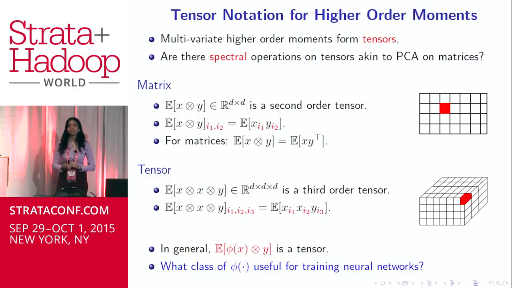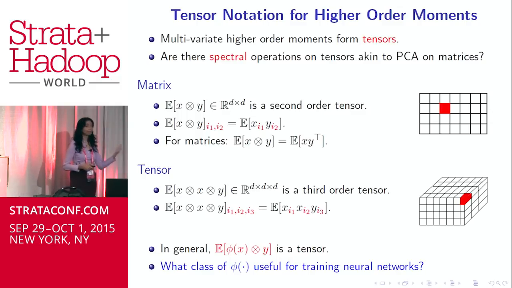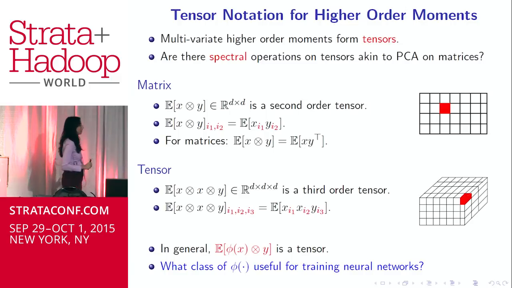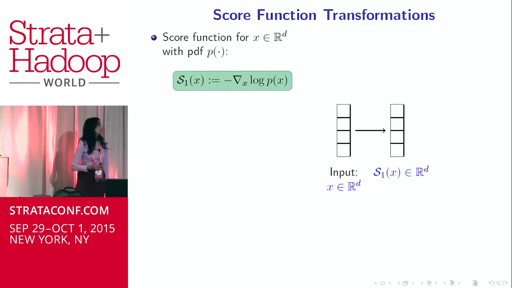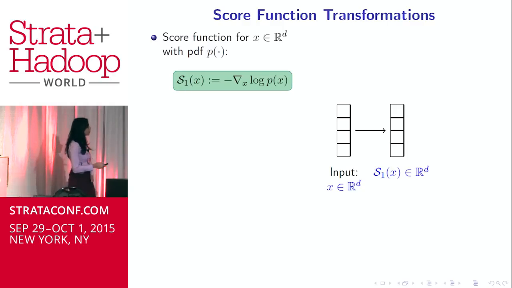So coming back to the training of neural networks, we can now think about moments that are tensors. So you can think about a transformation of the input that in general could be a tensor or a higher order moment, and we can ask what kind of information does it possess, right? So what class of transformations of the input will be useful for training neural networks. And this is where we look at this class of score functions. So the score function is nothing but the gradient of the log of the input density function.